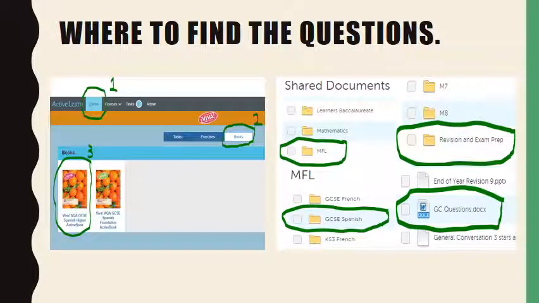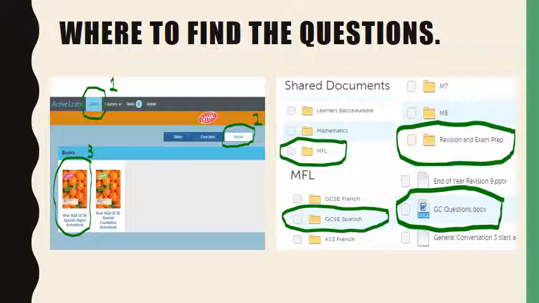So the questions can be found in two places, three if you count the physical textbooks, and hopefully neither of these two things are new to you, but I'm going to go through it just in case. So one of the ways of finding the general conversation questions is to log into ActiveLearn, to click on Library, and then Books, and then to open up the higher tier textbook, where you'll find them on page 198.